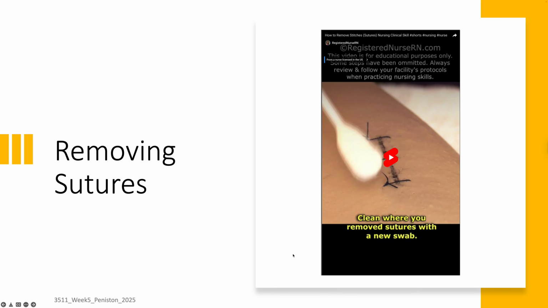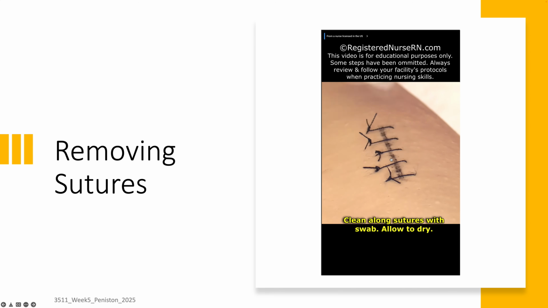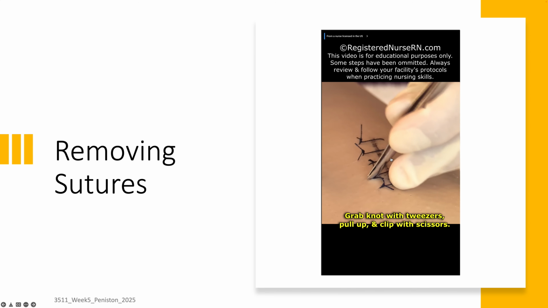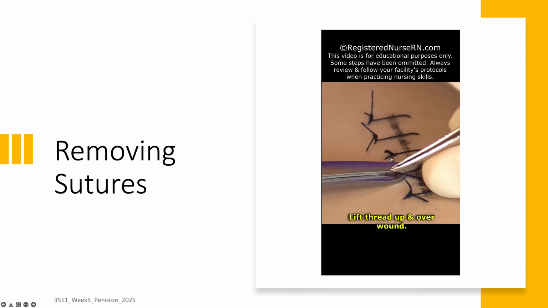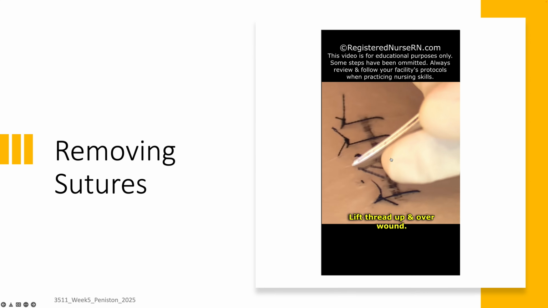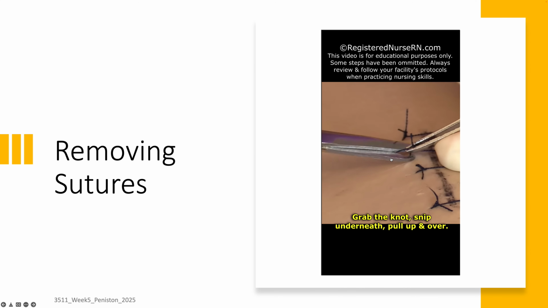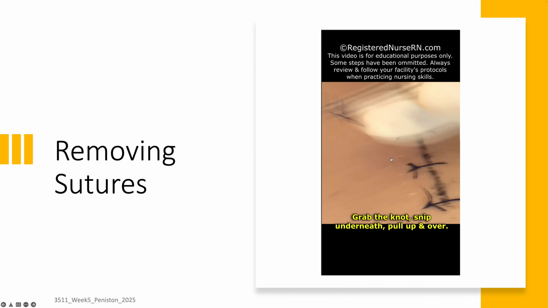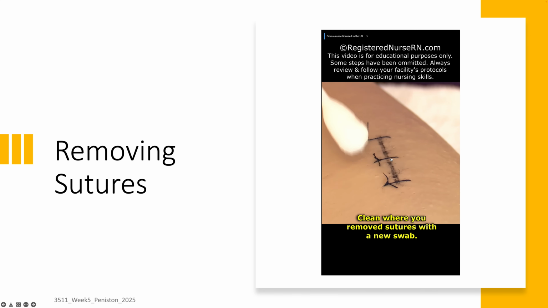Okay, removing sutures is the next one. With our tweezers, cut that part of the thread, lift up and pull over the wound. Make sure it's intact, drop it into your gauze. Grab the knot, snip underneath it, lift up, and then pull over the wound and drop in the gauze. Take a new antiseptic swab and clean the areas where you removed the suture.